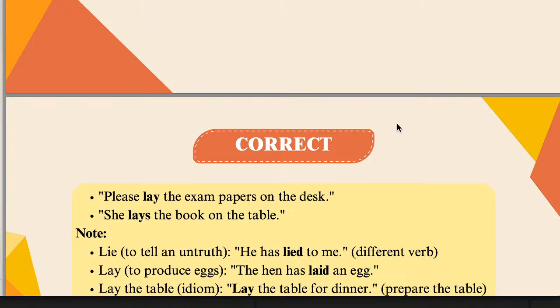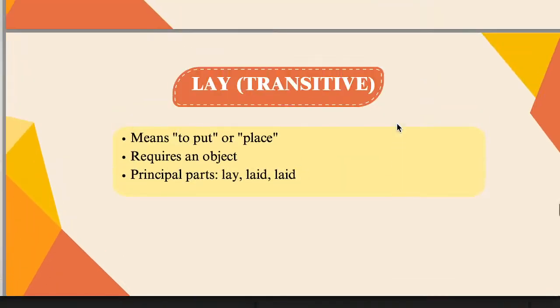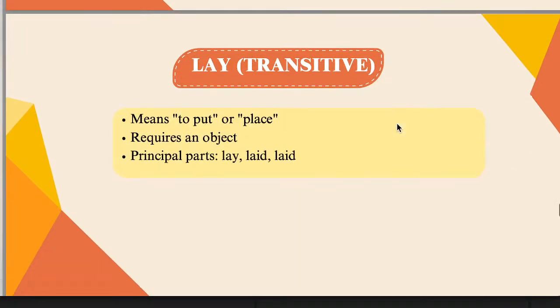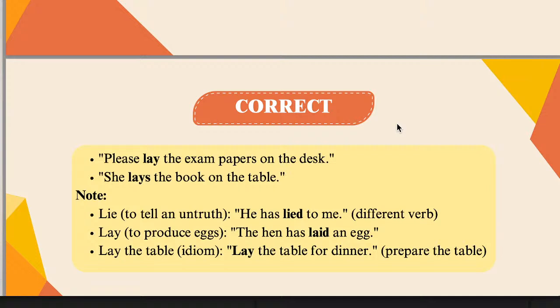Similarly, she lays the book on the table. So this is the specific difference between lie and lay. But at the same time, lie also means to tell an untruth, that means to tell a lie. Lay also means to produce eggs. And lay the table is an idiom, which means to prepare the table. So please lay the table, we are expecting guests. So lay the table simply means to prepare the table.